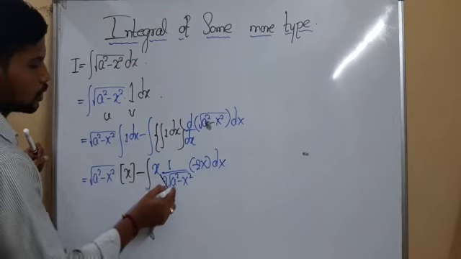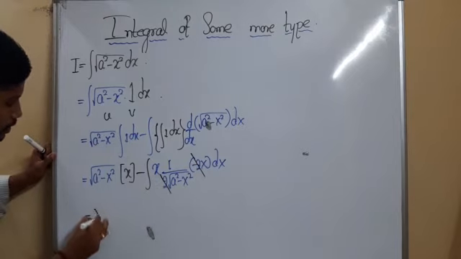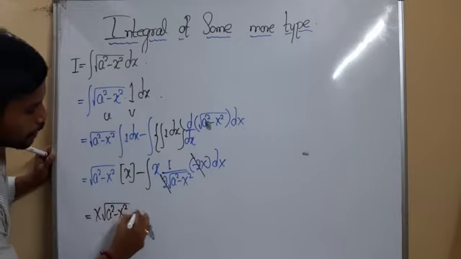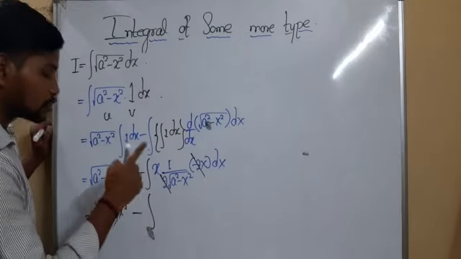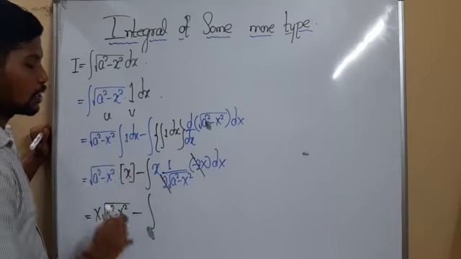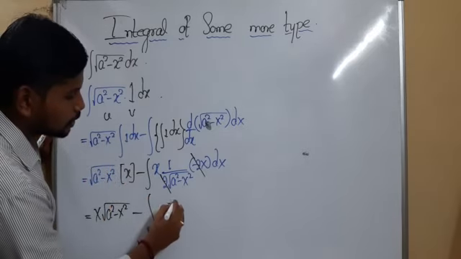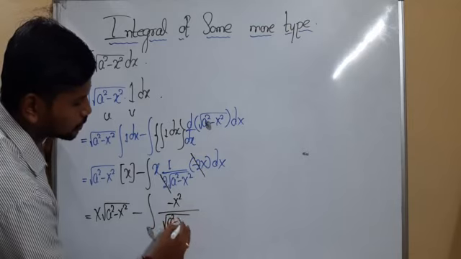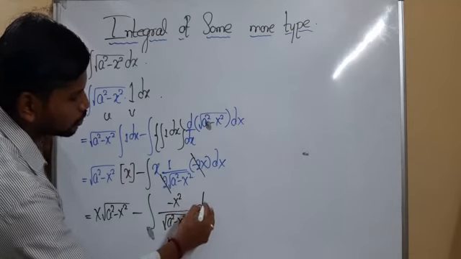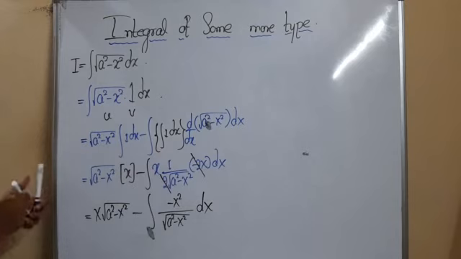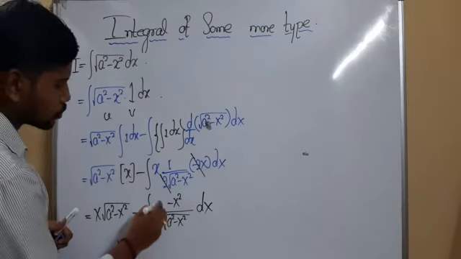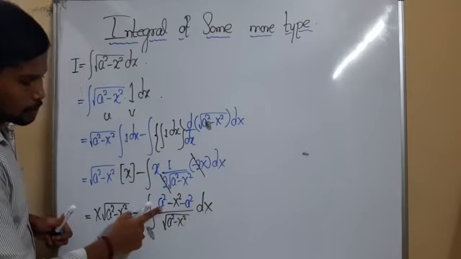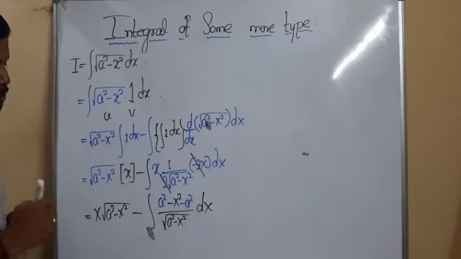Here the 2 will be cancelled. x square root of a square minus x square minus the integral of, don't multiply this minus with this one outside, minus x into x, it is minus x square, which I can use for the denominator purpose, into dx. Here I'd like to alter this one, adding a square and subtracting a square, because it will be a square minus x square, which is easy to simplify.